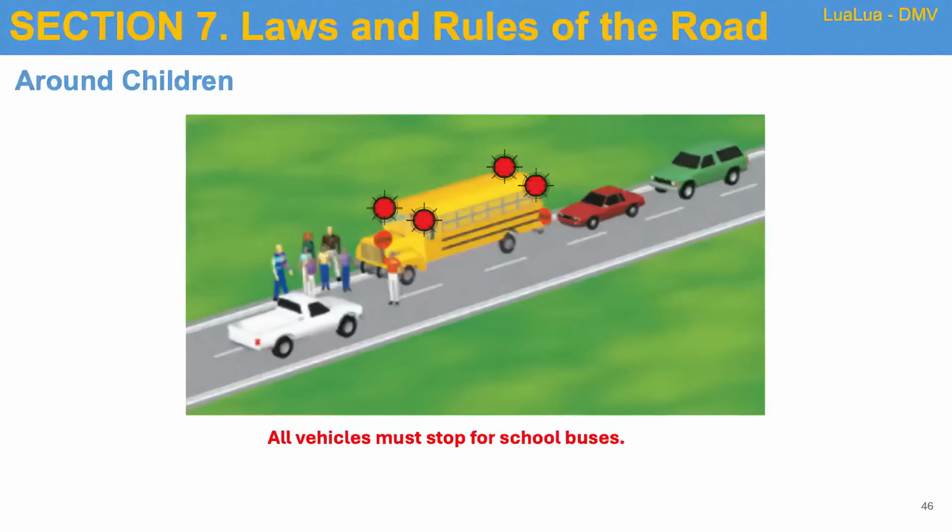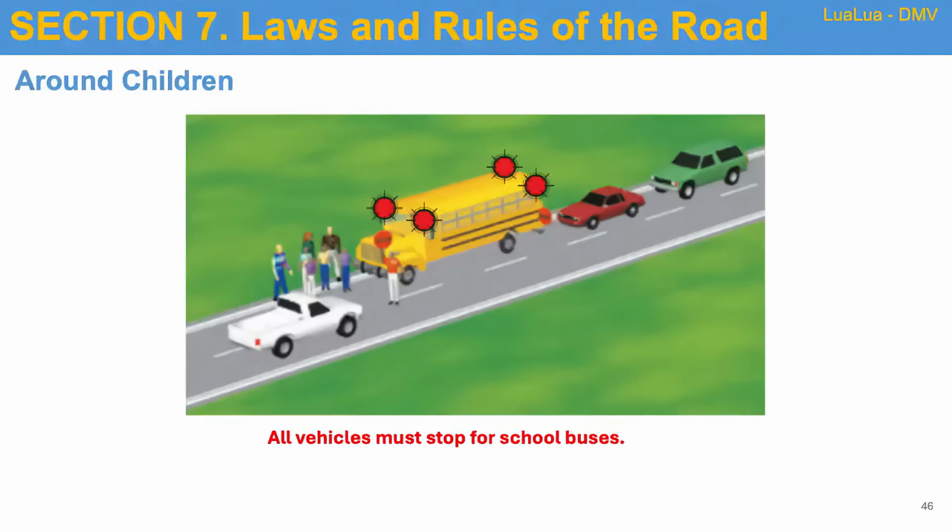Around children. The speed limit is 25 miles per hour within 500 feet of a school while children are outside or crossing the street. Some school zones may have speed limits as low as 15 miles per hour. When near schools, look for bicyclists and pedestrians, school safety patrols or crossing guards. Be sure to obey their directions at all times.